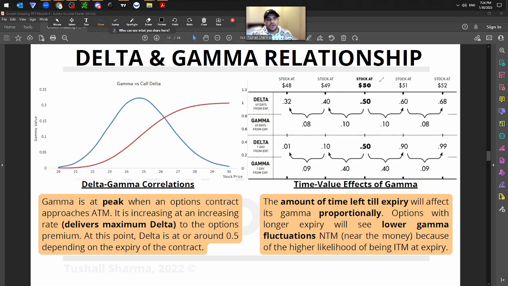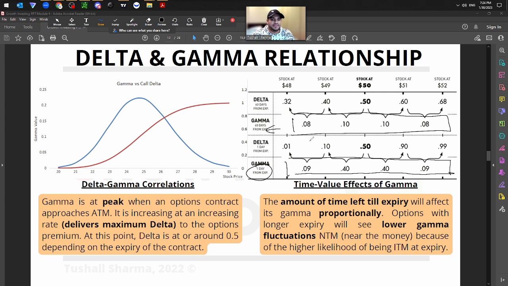So you can see here, you have two scenarios. The delta gamma comparison for a 60 days from expiry contract, assuming the stock price is at $50. You can see that the fluctuation of gamma is much higher in a 1-day expiry compared to something that is 60 days from expiry, right? This is an example.